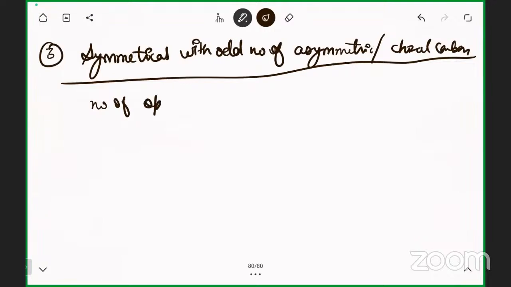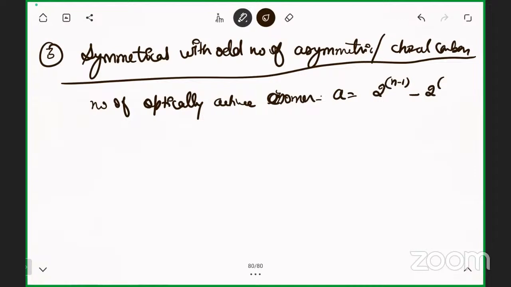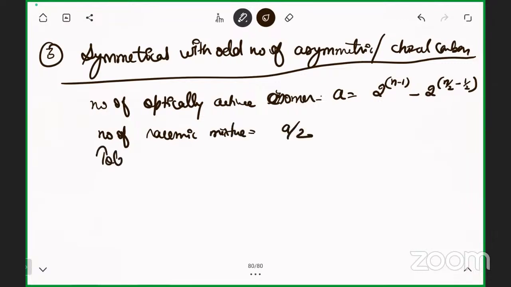Number of optical isomers, same. Optically active isomers will be A equals, here the formula is 2 to the power n minus 1 minus 2 to the power n upon 2 minus 1 upon 2. This is the formula. Number of racemic mixtures is equal to A upon 2. Total same, A plus M. M we will calculate same as the mesoform.